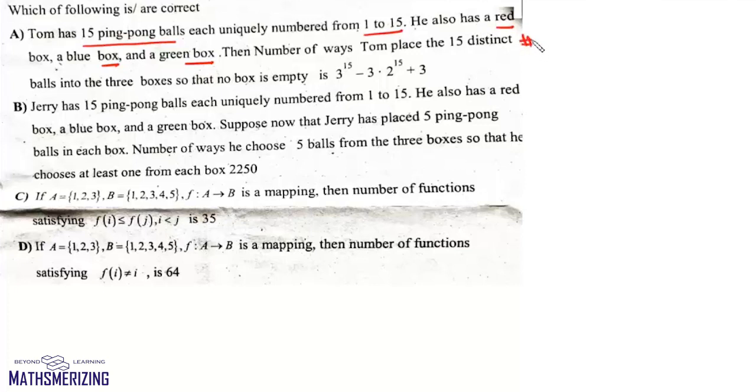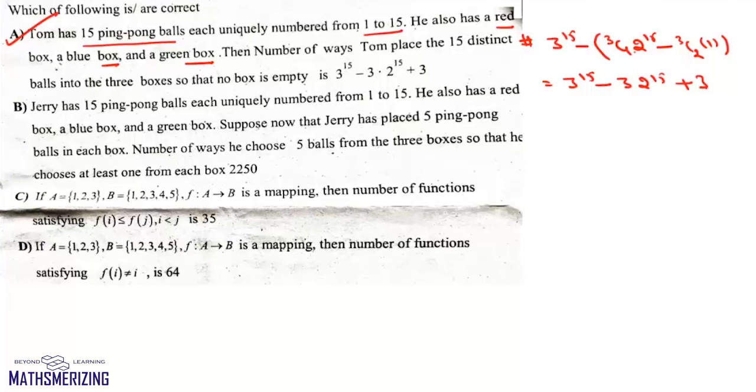So the number of onto functions is given by, for each of these 15 balls we have 3 choices each. So the total number of choices will be 3^15 minus all the cases where at least one box is empty. For this first one it will be 3C1. Suppose the red box is empty. So for these 15 balls we have 2 choices. So it will be 2^15, and then minus any 2 boxes which are empty. So it will be 3C2, and all these 15 balls will go to the remaining box. So it will be 3^15 minus 3 into 2^15 plus 3. That means this option A is correct.